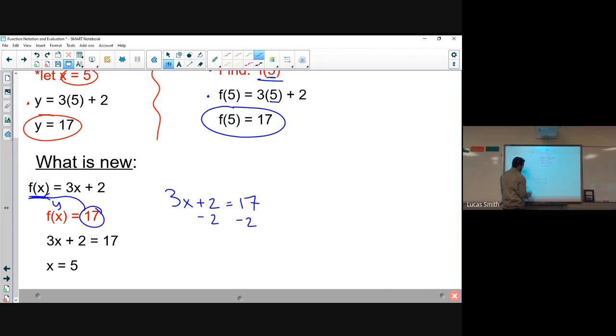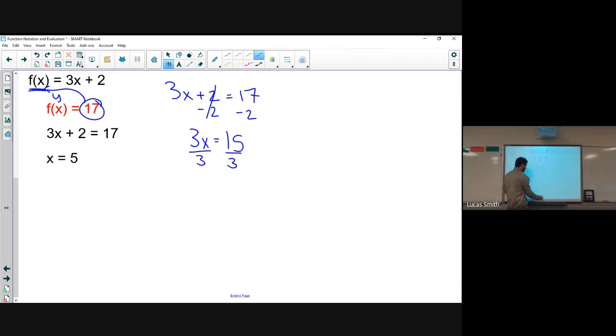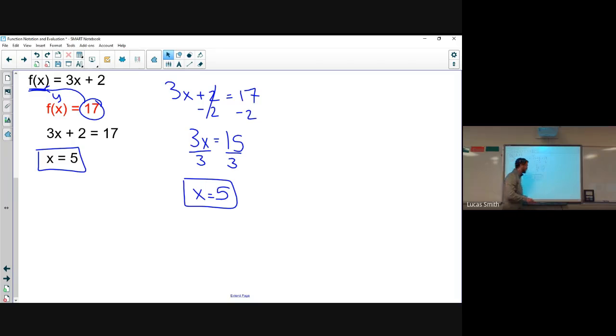First, x terms alone: 17 minus 2 is 15. Then I divide by 3 to get x alone. 15 divided by 3 gives x equals 5. Just a quick recap.